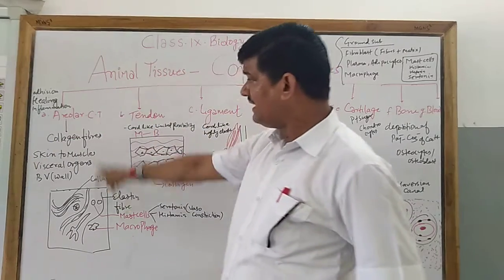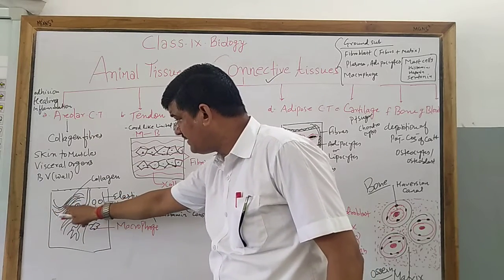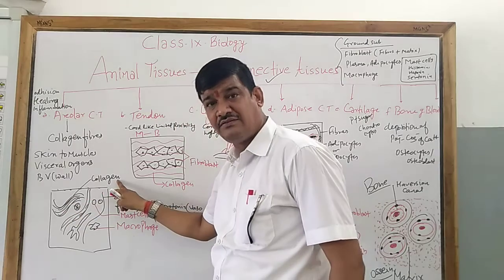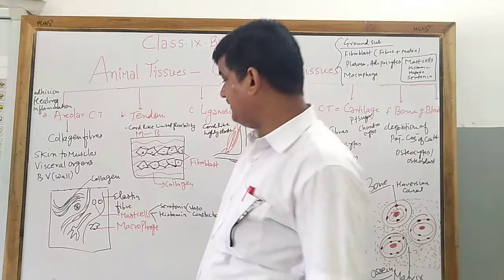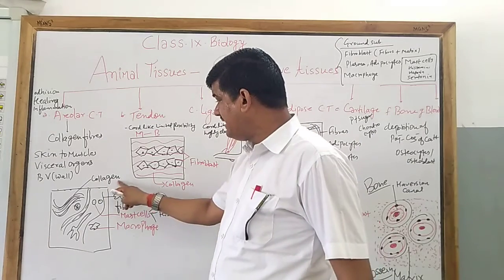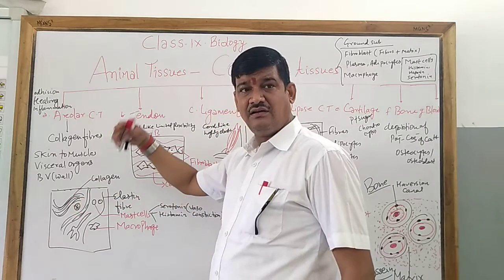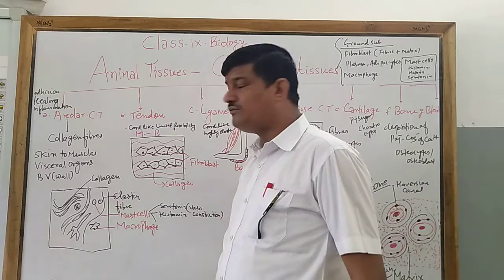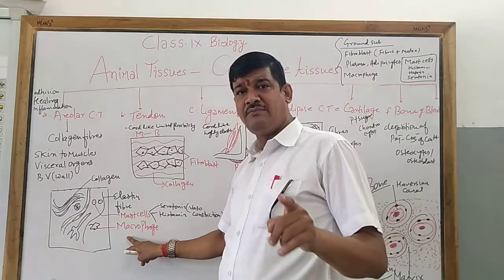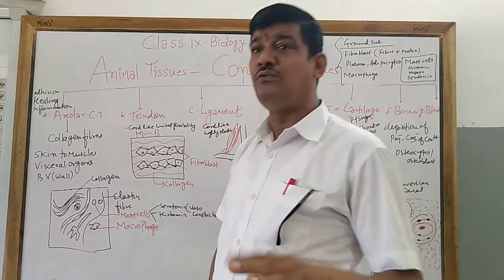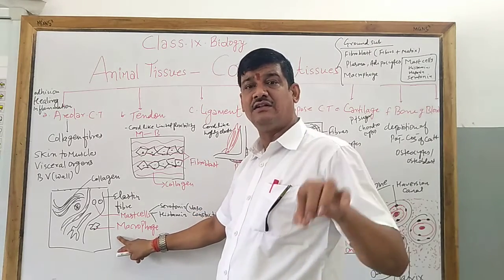If we come to the structure of the areolar connective tissues, you can see there are a number of fibers that we call the collagen fibers. Collagen fibers are responsible for providing flexibility, and there are two kinds of fiber, collagen fiber and elastin fiber. These two provide strength and flexibility to the tissues. Apart from that, here you can see there is a macrophage. I told you about the macrophage. Macrophages help to engulf foreign germs, bacteria, viruses or fungus which enter the body system.